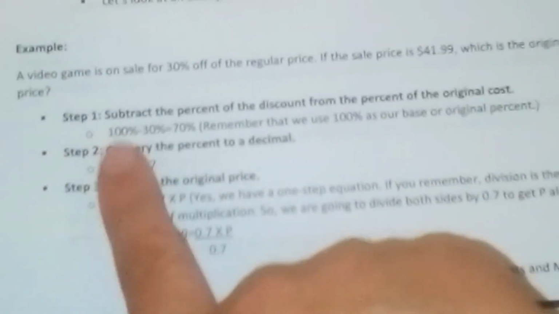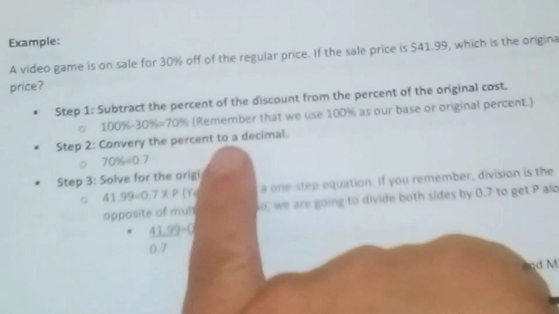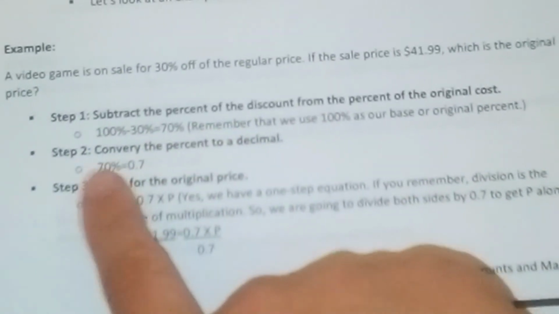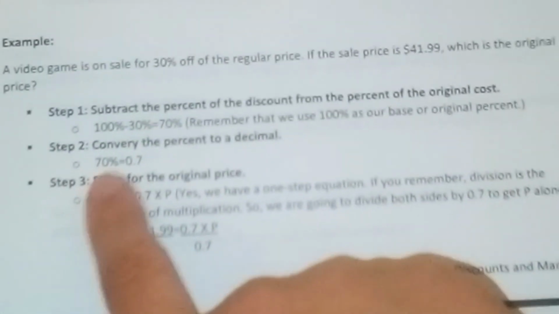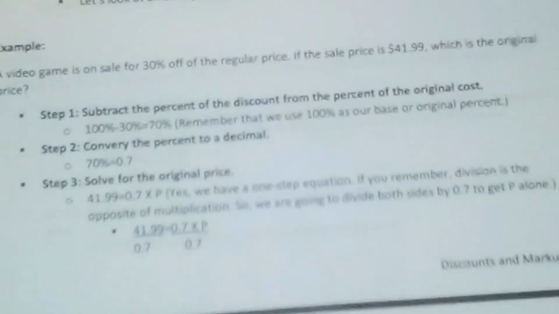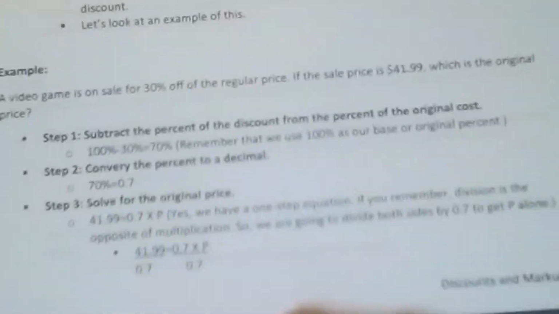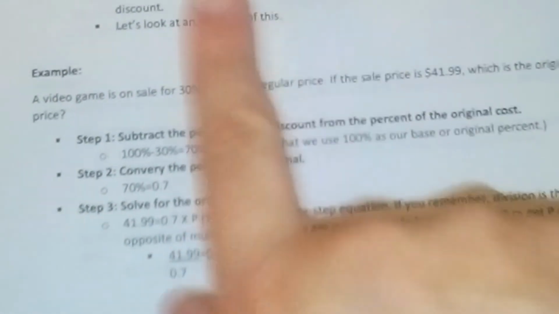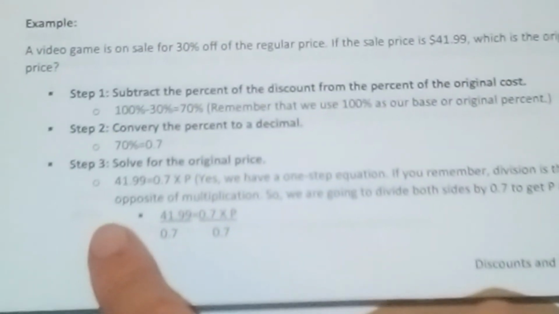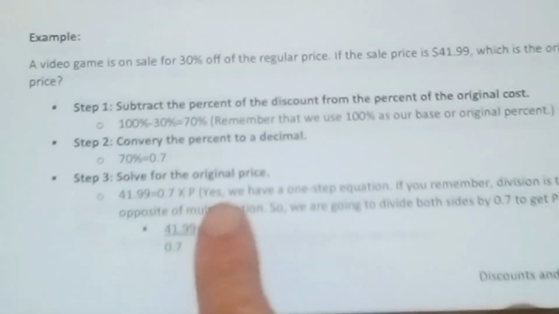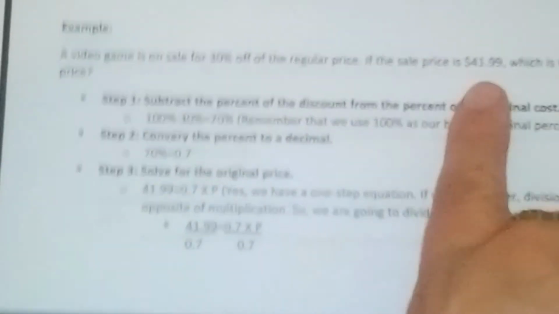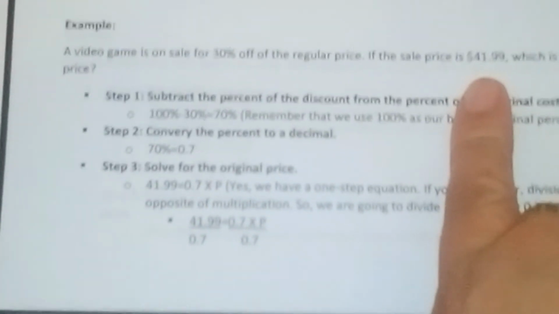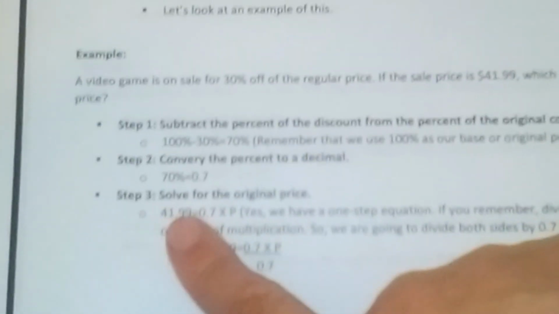Step 2 is convert the percent to a decimal. All this means is we are changing our percent that we found up here to a decimal. So 70% as a decimal is 0.7 or 0.70. Remember that 0 at the end of our decimal is just a placeholder. So step 3 is to solve for original price. So our price up in the problem was $41.99. So we use that.